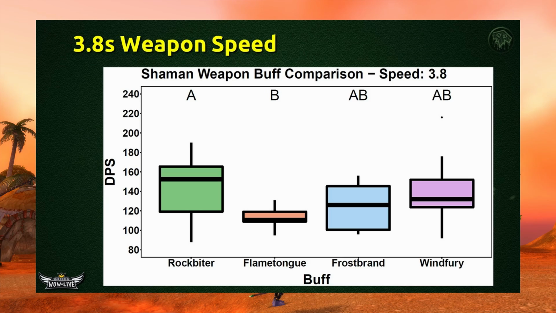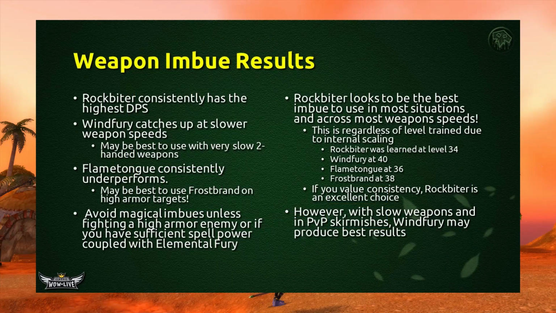So as you can see, Rockbiter is consistently the highest DPS, highest average DPS across all the weapon speeds I tested. Wind Fury is probably the second highest, followed by Frostbrand, and Flametongue is pretty much left in the dust. You may be considering, is it even worth training Flametongue? And honestly, looking at these results, guys, I really don't think it's worth it.